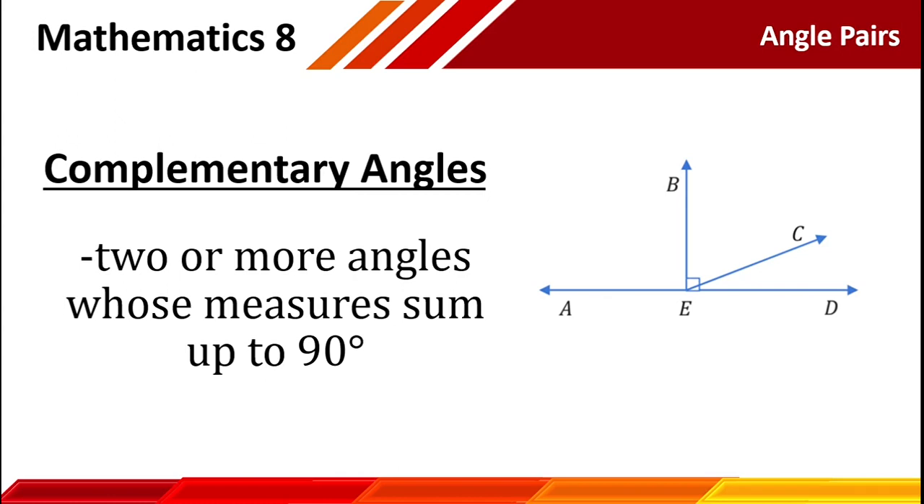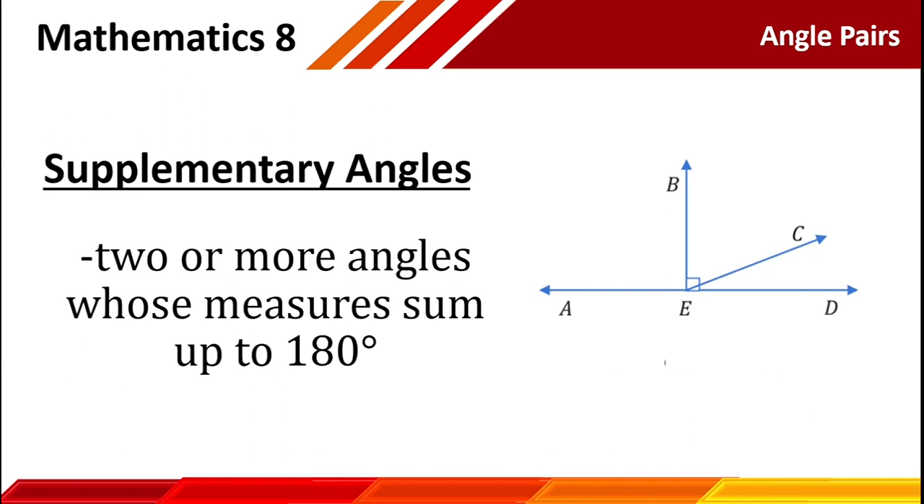Let's identify first what we mean by complementary angles. These are two or more angles whose measures sum up to 90 degrees. In this given figure, we have angle BEC and angle CED. These two angles are complementary because when we combine the two measurements of these angles, the sum would be 90 degrees.